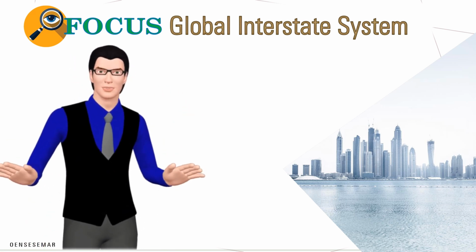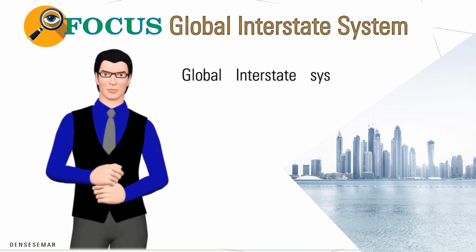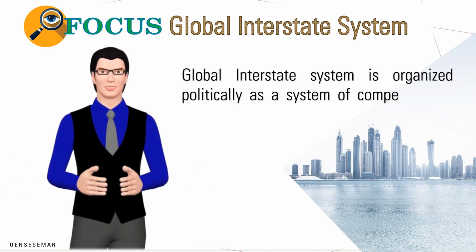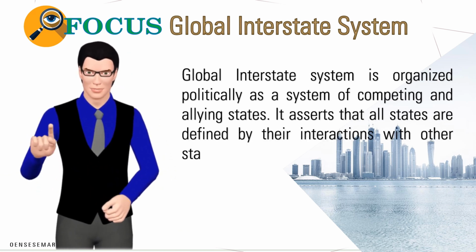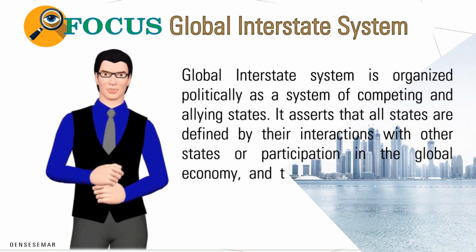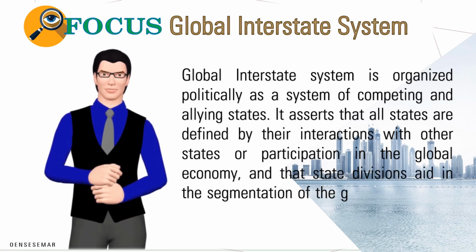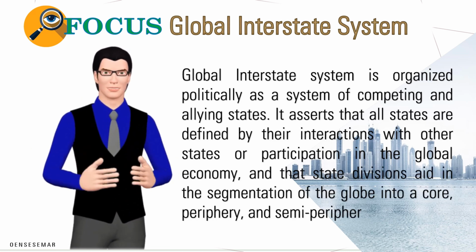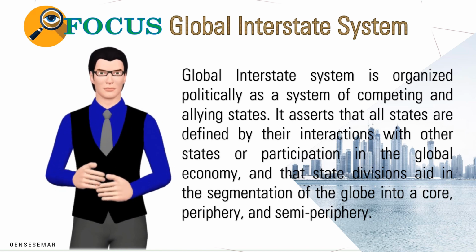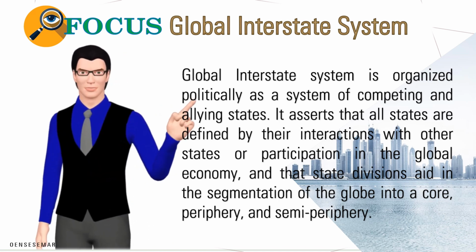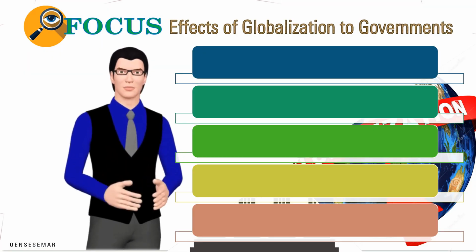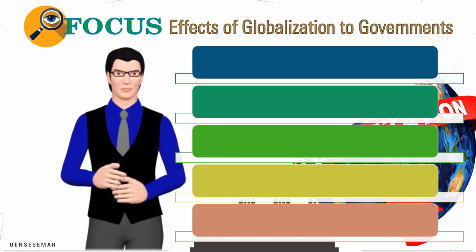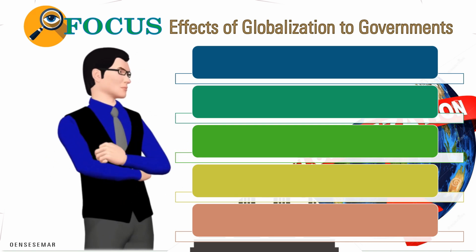Based on the world system theory, the global interstate system is organized politically as a system of competing and allying states. It asserts that all states are defined by their interactions with other states or participation in the global economy, and that state divisions aid in the segmentation of the globe into a core, periphery, and semi-periphery. We now proceed to the discussion on the effects of globalization on governments.